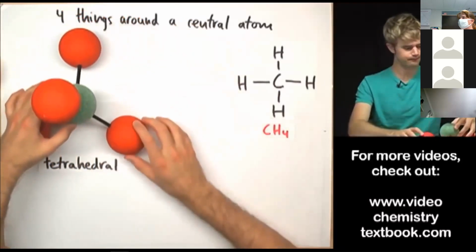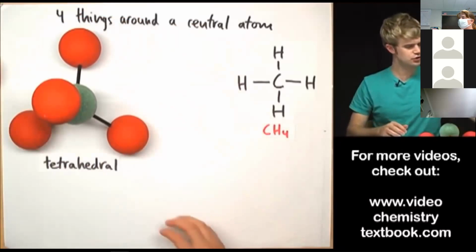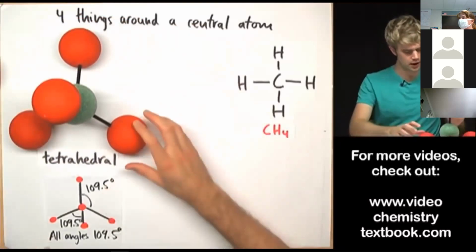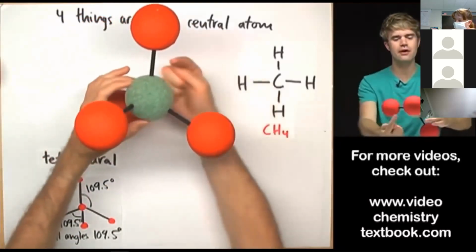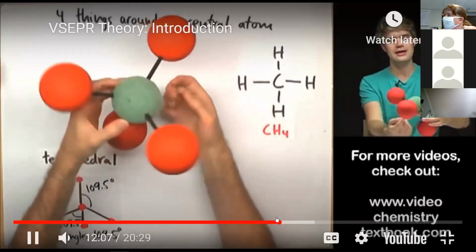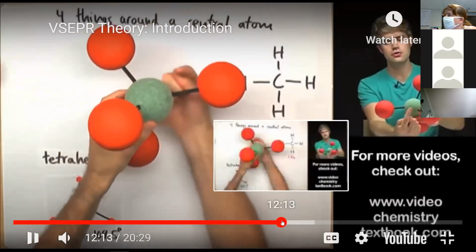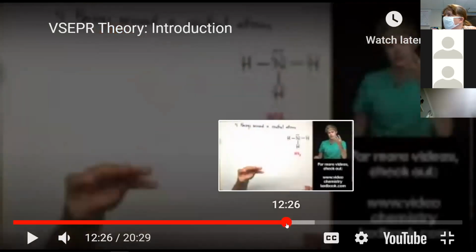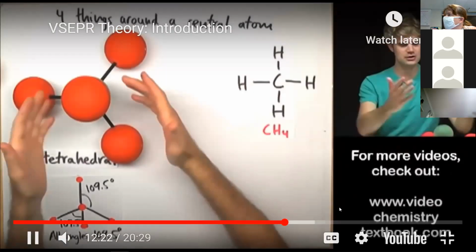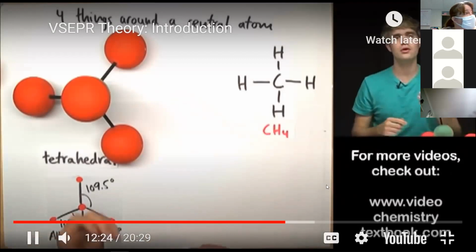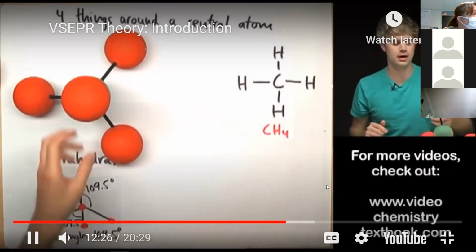Tetrahedral. And in the tetrahedral molecule, there are 109.5 degrees between any 2 bonds. And you don't need to know the bond angle. Tetrahedral shape with 109.5 degrees between each bond.